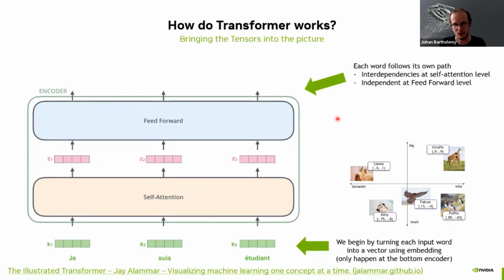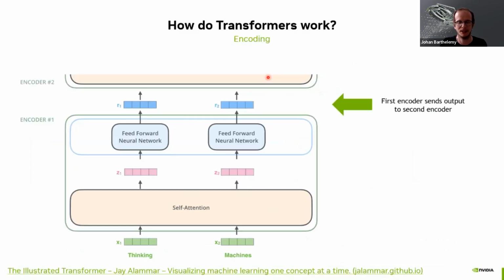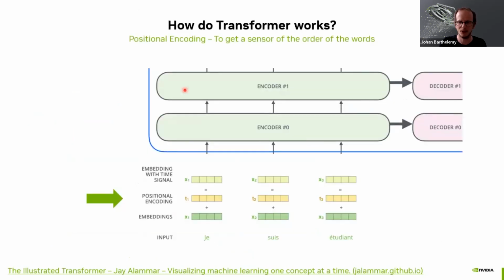So it's just a linear transformation if you want. And that's going to be fed to the next encoder afterwards. So the good thing is each word here follows its own path. So it means that it can be parallelized again. So very, very fast, very, very efficient. As I mentioned, when it's done, the encoder will send its output to the next encoder and we repeat the process.